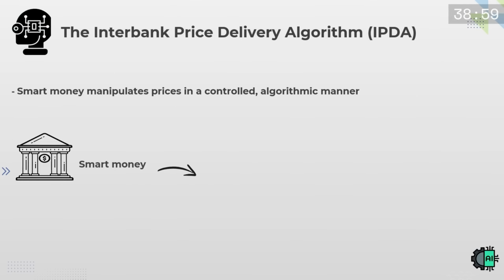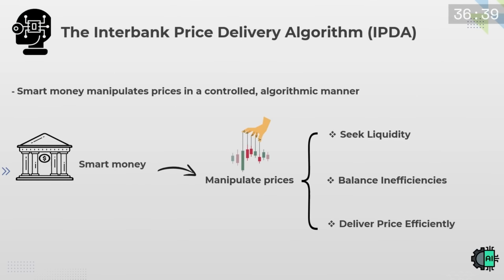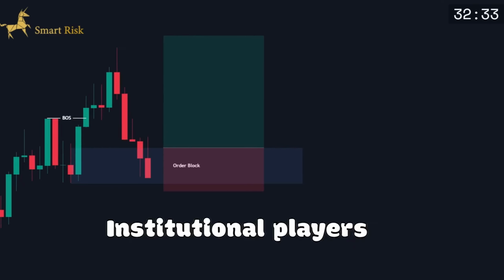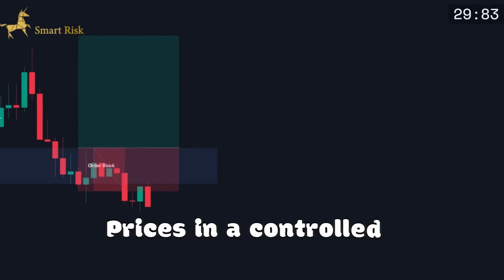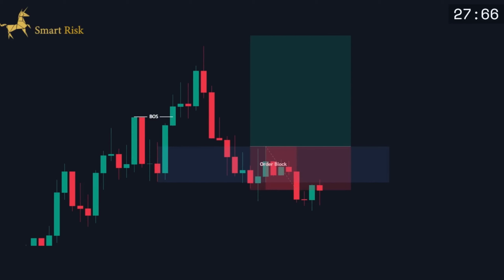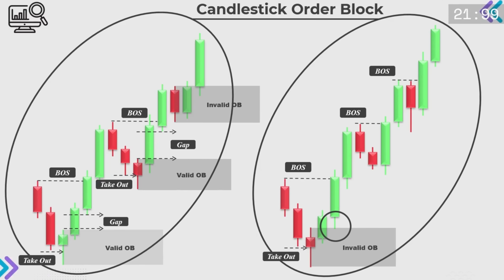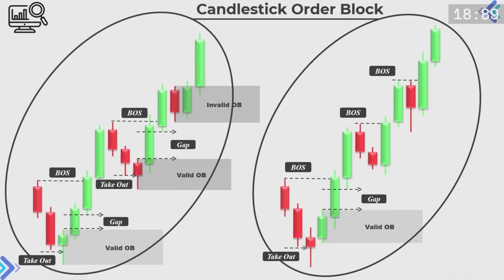In this video, we will talk about the market's core algorithm, the Interbank Price Delivery Algorithm, which institutional players use to manipulate prices in a controlled algorithmic manner. Understanding how this algorithm functions and recognizing its behavior will give you insights into predicting future price movements and protect you from the traps that smart money sets.